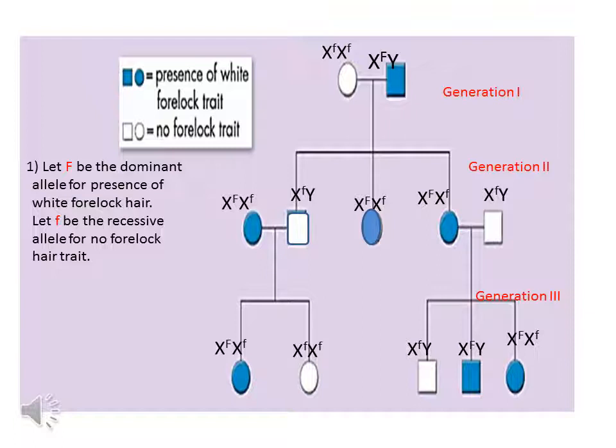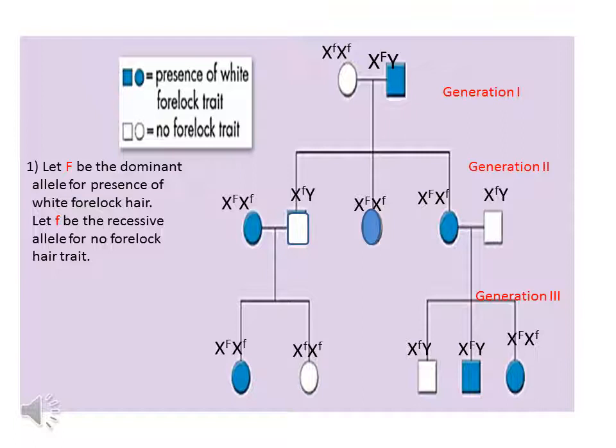Let's move on to the mother. The mother should be XX since she's a female, and she's not shaded. That means she has no forelock hair and is recessive homozygous for the trait. She's represented by X small f, X small f.